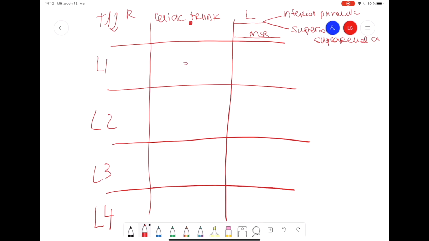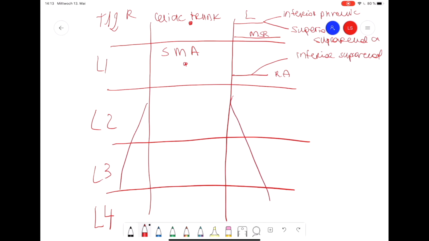Then at the level of L1, we have the superior mesenteric artery, and we also have the renal artery. The renal artery will give off a branch, which is the inferior suprarenal. Okay, and at this level, approximately L2, let's say, there are the gonadal arteries coming off the aorta. So those are the gonadal arteries. And then at the level of L3, we have the inferior mesenteric artery.